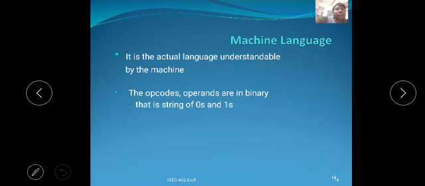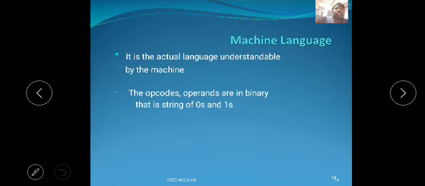The opcode and operands are in binary, that is strings of zeros and ones. That means in place of operands, opcodes or mnemonics, we are only using zeros and ones. These binary strings are used to perform any operation. This is understood by the machine very easily, but is not convenient for the programmer. The programmer is unable to remember all the codes.